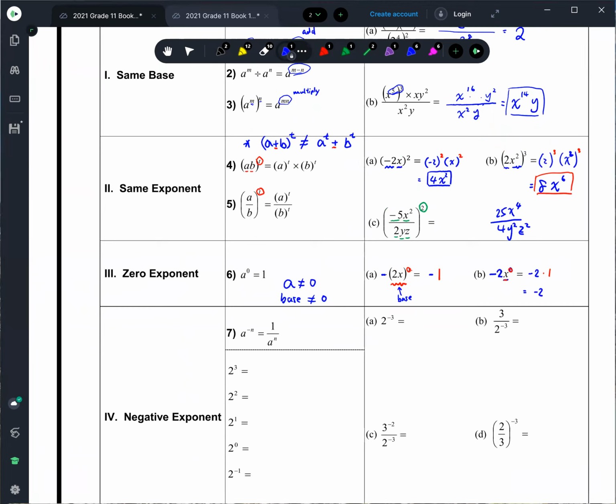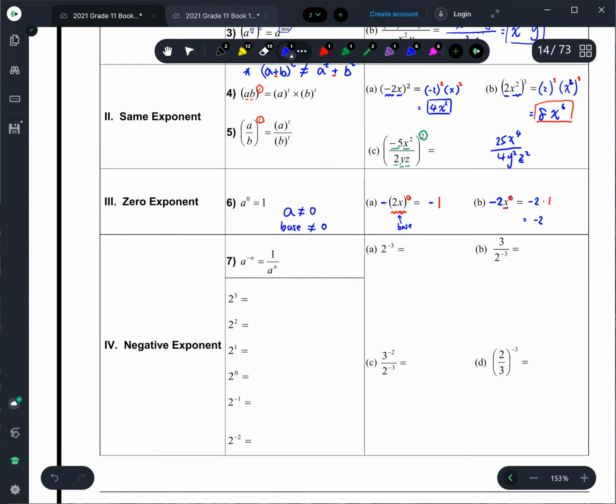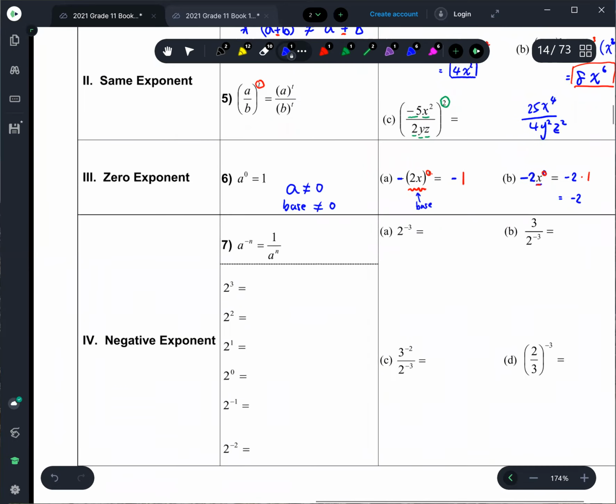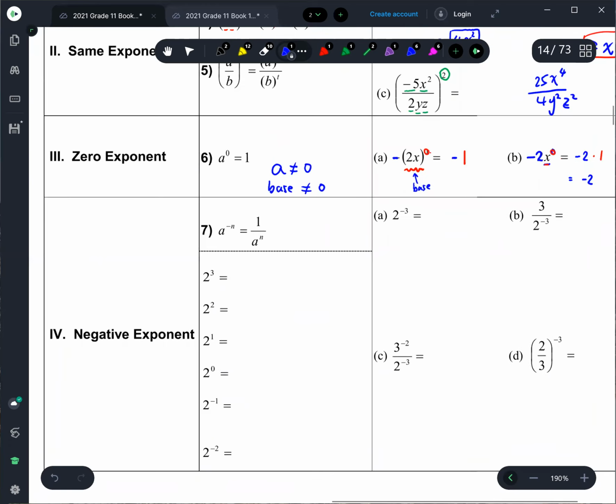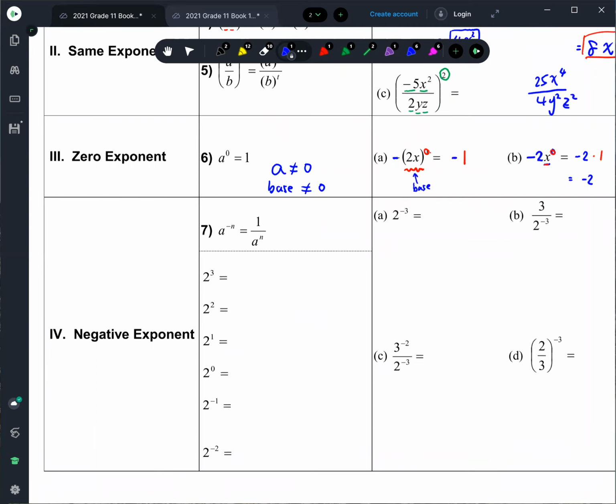Okay, next one, you also learned the negative exponent rule probably in grade 9 or grade 10, right? So basically what it does is to move it to the other side of the fraction. Okay, so for example, like question A, 2 to the -3, this one right now is in the numerator. You can think of it as 2 to the -3 over 1, right? So this is in the numerator.